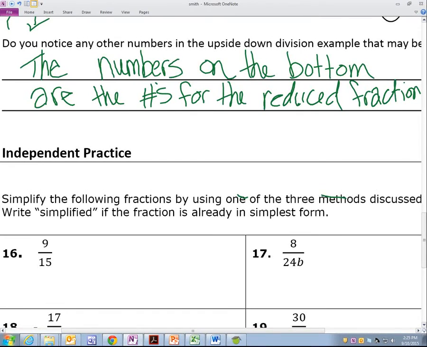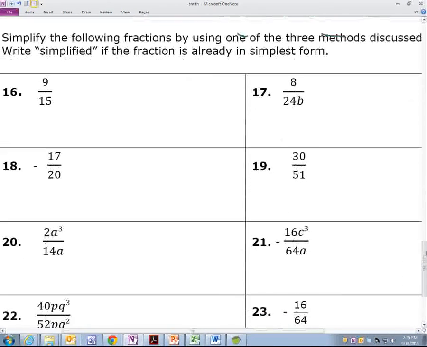So independent practice. We're going to do a couple of these together. I'm going to do number 16, 17, and 20 with you. So 16, do not go ahead.